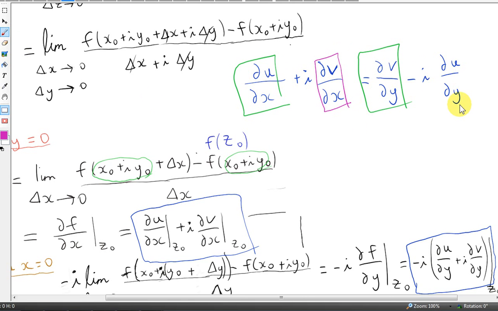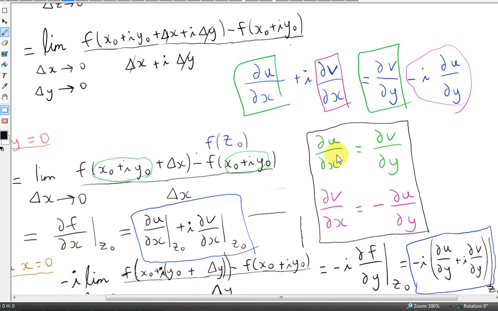So dv dx equals minus, including the minus sign of course, du dy. So these are the Cauchy Riemann equations. Now the way that I remember them is u comes before v in the alphabet. Okay, so our function is u plus iv.